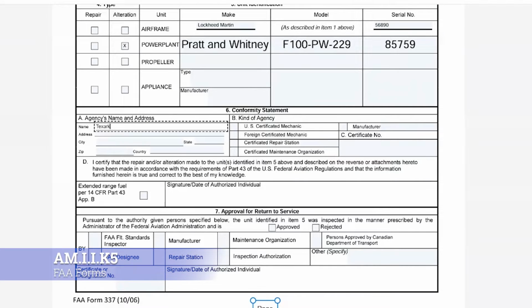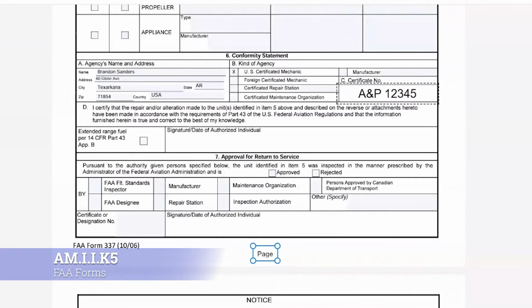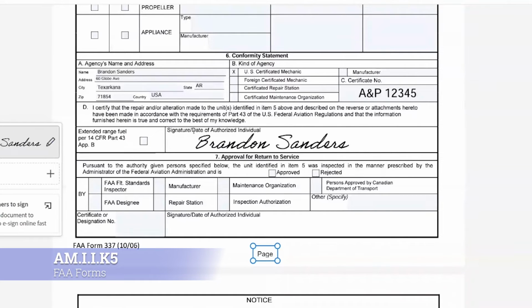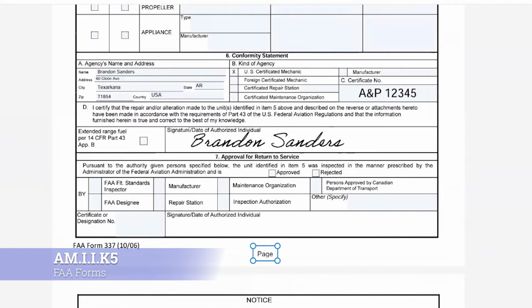Okay, down here in the conformity statement, we're going to say who it is we work for and all of their information. Or if you're an independent guy like myself, maybe you're the organization and you're just going to put your information in there. Now I'm a U.S. certified mechanic, so I'll mark that block, and then I'm going to put my A&P number in here, or whatever my certification is. It's a lot more numbers than that, but that'll work for our purposes here today. And finally, we're going to make our mark right here and make sure that everyone knows that we're proud of our work with our fancy signature.